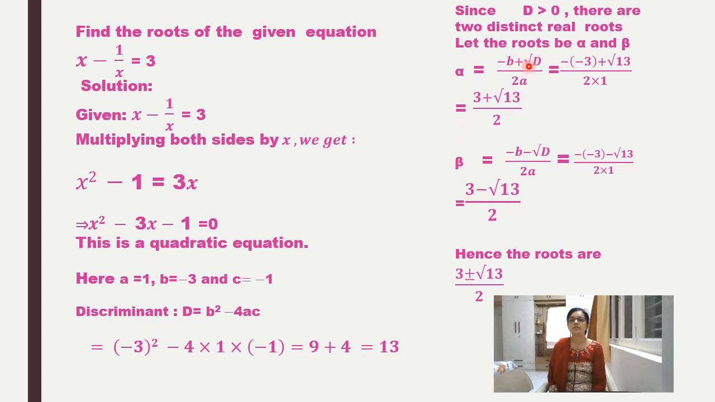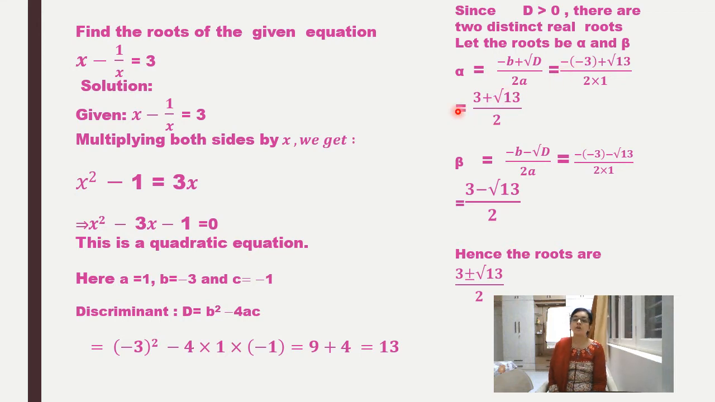That is equal to minus 3. Minus 3 is the value of b. So minus of minus 3 plus, what is the value in the discriminant? It is 13. So you will get root 13 upon 2 into 1. What is the value of a? It is 1. So you are going to get in the denominator 2 into 1. So that is 2. Now that is equal to minus of minus 3 is 3, 3 plus root 13 upon 2.